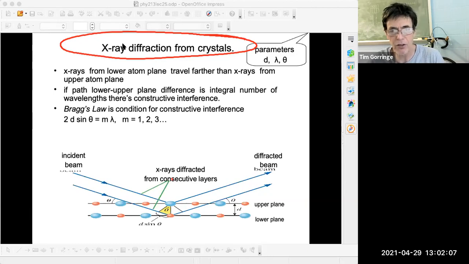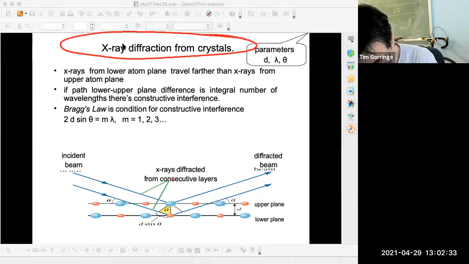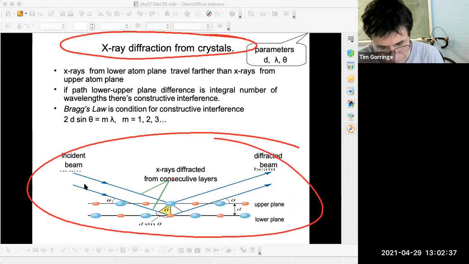Remember when we thought about the soap bubbles, we thought about the reflection of the top surface and the bottom surface, the outside and inner surfaces of the soap bubble. When we think about diffraction, we're going to think about the diffraction of the incident beam of X-rays off the top surface of atoms and then the next layer of atoms. And we'll see how the diffraction works. And so that's what I'm picturing here. So let me explain this.